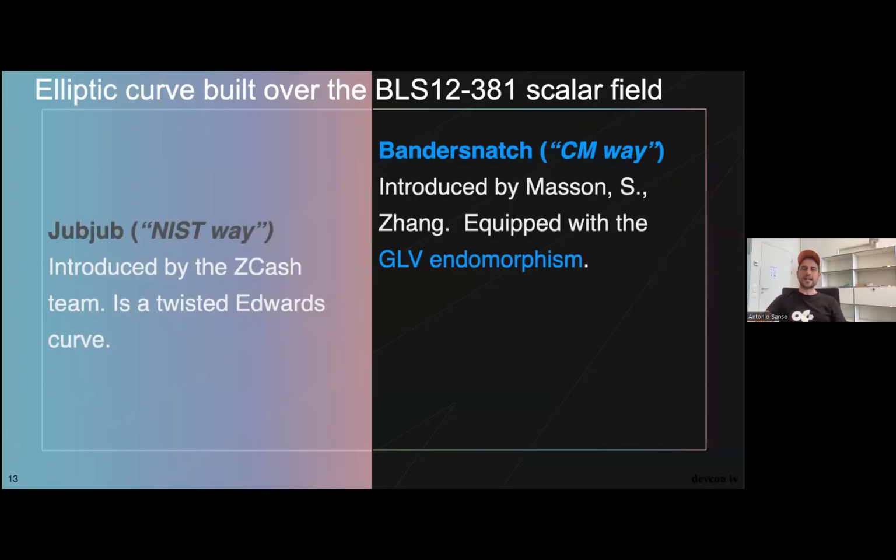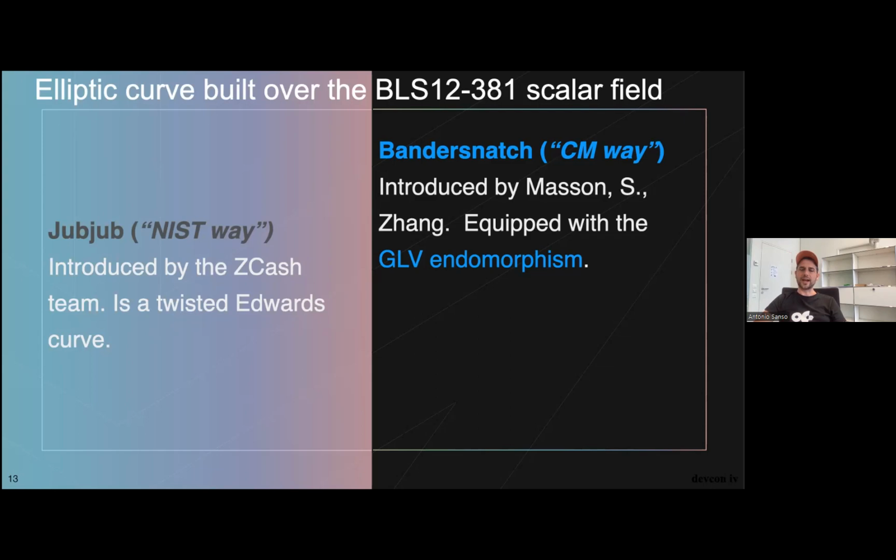And this brings us to the main protagonists of this talk, Bandersnatch and Jubjub. Basically, this started 3 years ago when Vitalik and Dankrad were working on the Verkle tree or Verkle trie project, I never understood how to pronounce it. They asked for an efficient curve defined over the scalar field of BLS12-381. We already knew that Jubjub existed, but Jubjub was built the NIST way, randomly finding curves that were twisted Edwards over the scalar field of BLS12-381.